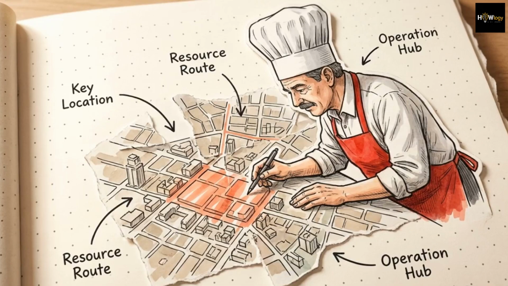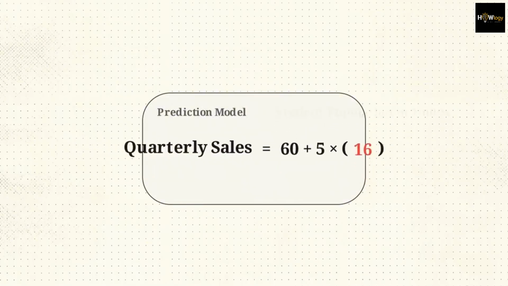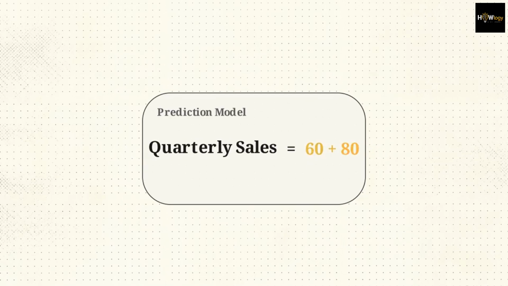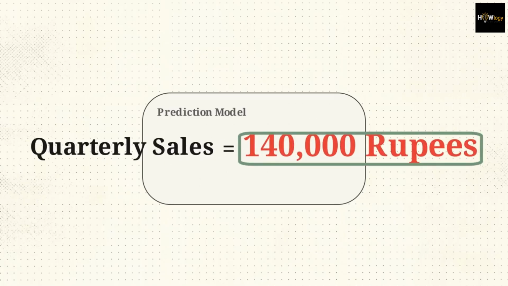Now Mr. Pizza faces a high-stakes decision. He has found a new real estate location situated right next to a campus with exactly 16,000 students. We run the calculation by plugging the number 16 into our established equation. That gives us 60 plus 5 times 16. The math gives us a definitive prediction. We can expect this specific location to generate an estimate of exactly 140,000 rupees in quarterly sales.